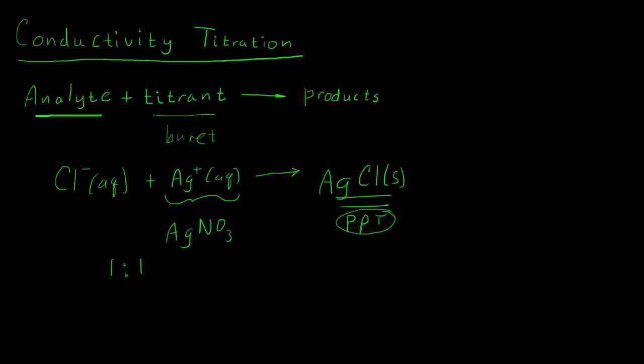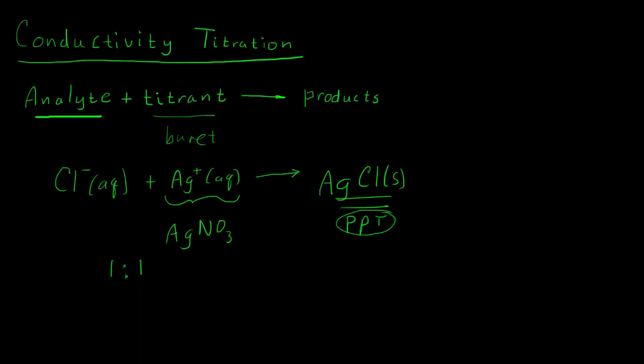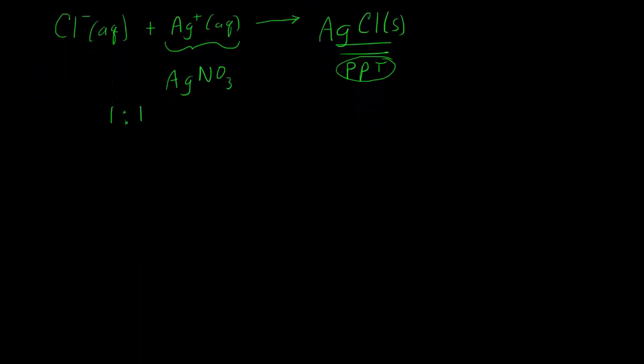Objects conduct electricity because they have charged particles that are able to move around. And in solutions, those charged particles are typically ions. In this case, we've got ions like chloride and silver and nitrate that are moving around and conducting the electricity. So let's imagine a simple experiment.